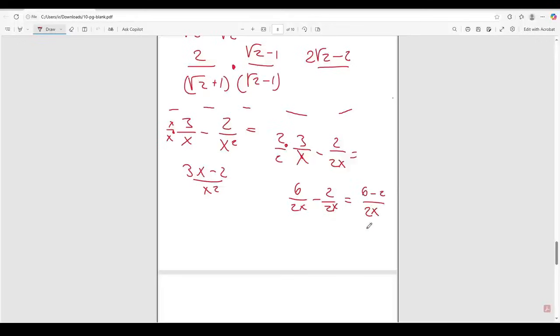So 6 minus 2 over 2x, which is 4 over 2x, which is going to be 2 over x. Okay, that's what that simplifies into essentially. So that's how you deal with fractions that have, again, variables in the bottom of it.